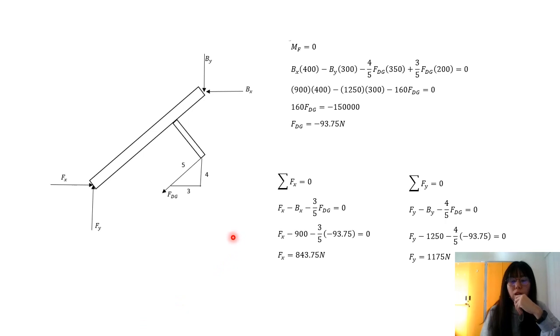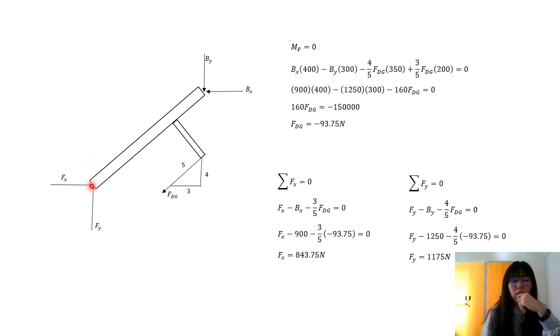Then we'll find the value of FDG. Since we already know the value of By and Bx from the previous step, we can use moment at point F to find the value of FDG. And we get that FDG equals to negative 93.75 N.